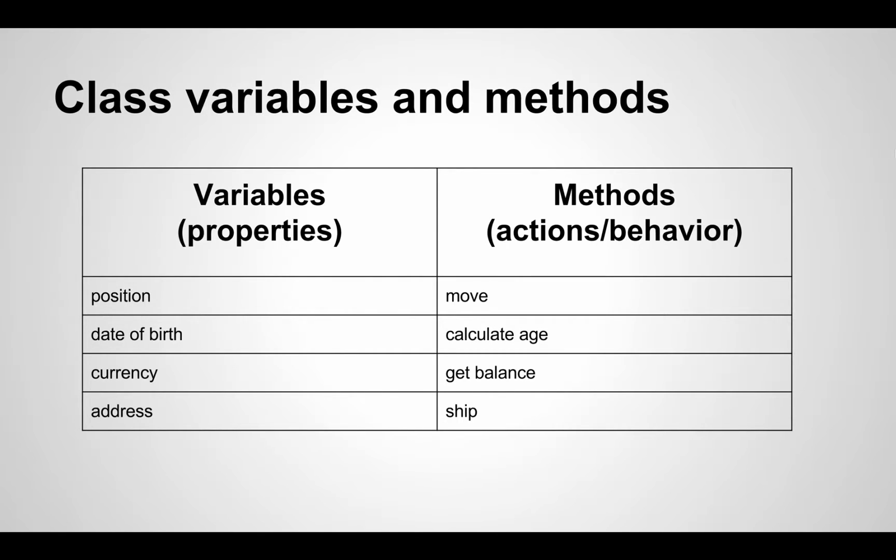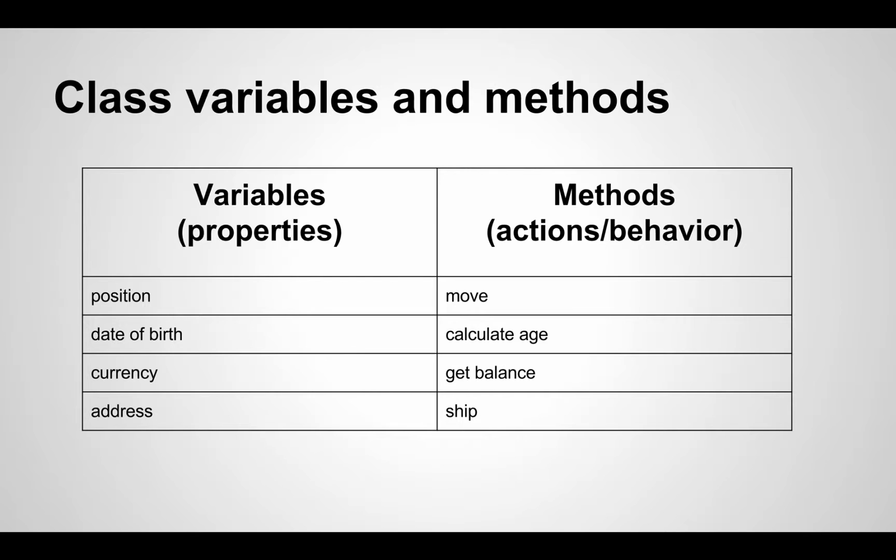Now, here are some class variables and methods. Variables are also known as properties. Let's say you have the position, that's the variable. One of the actions or methods you can apply on the position is move. So you can move left or right, or you can also move up and down, which would be jump. So jump would be another method or action that you can apply on a position.